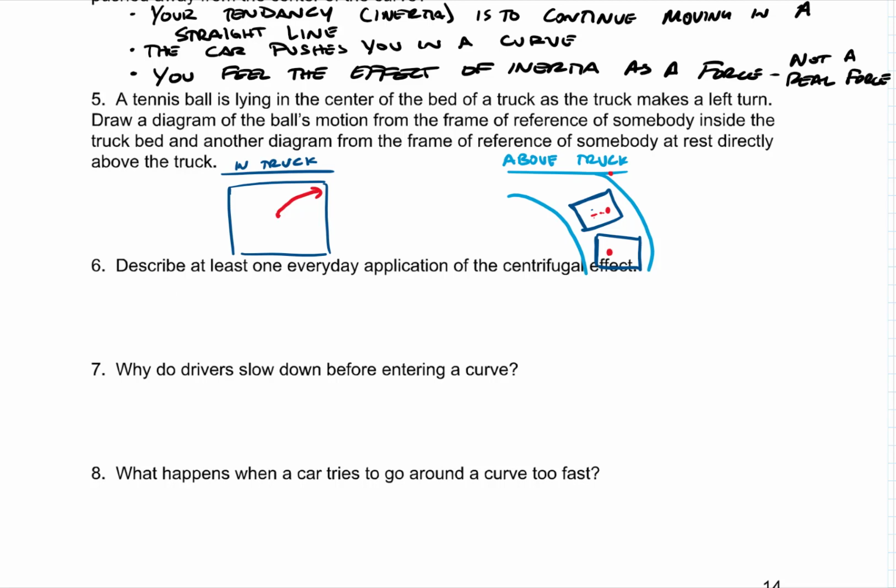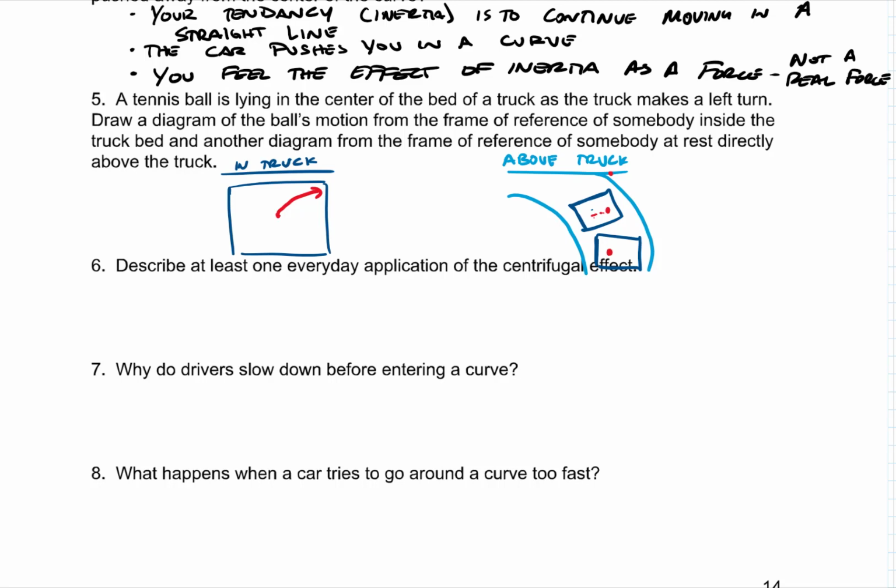That's the path that it wants to go, but you're also seeing that the truck is turning underneath of the tennis ball. It's staying in the straight line, but the truck is moving to the left. That's why inside the truck you see it go to the right, but above the truck what you're seeing is that tennis ball just staying in a straight line.